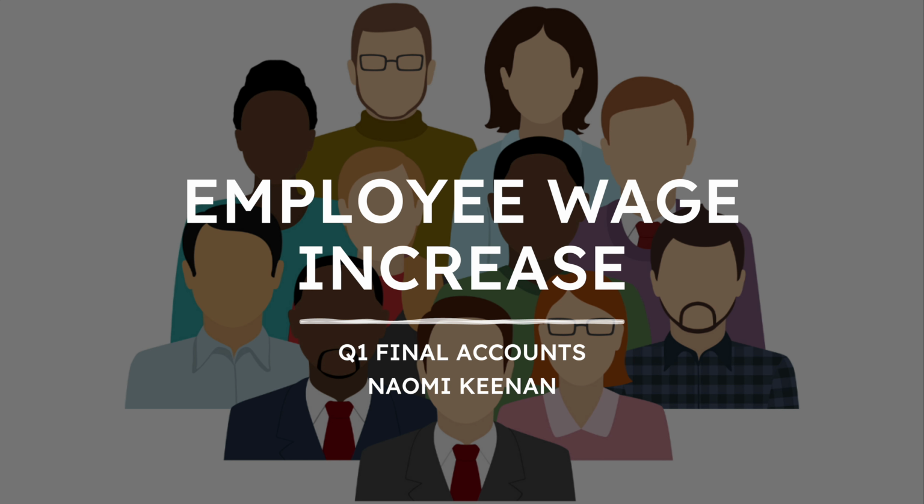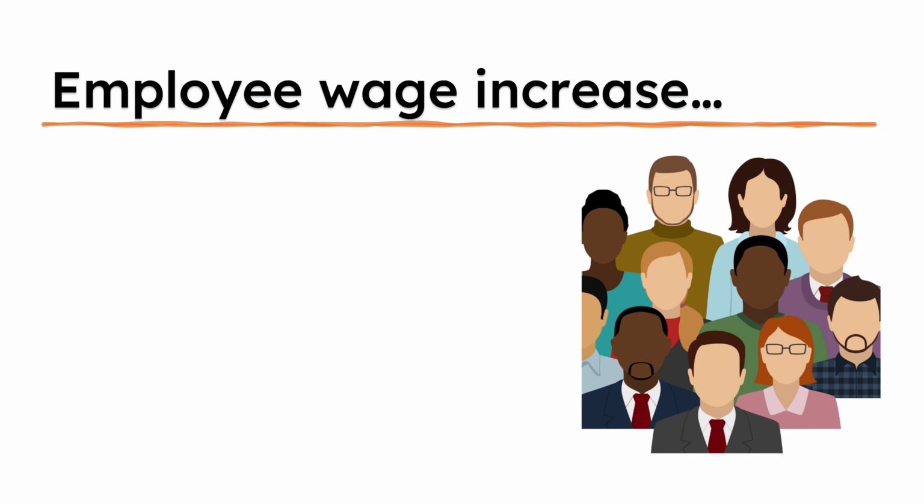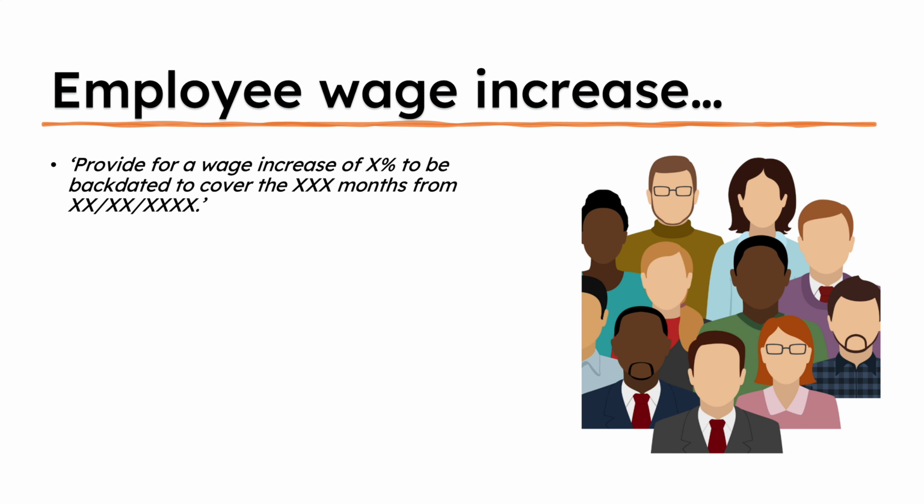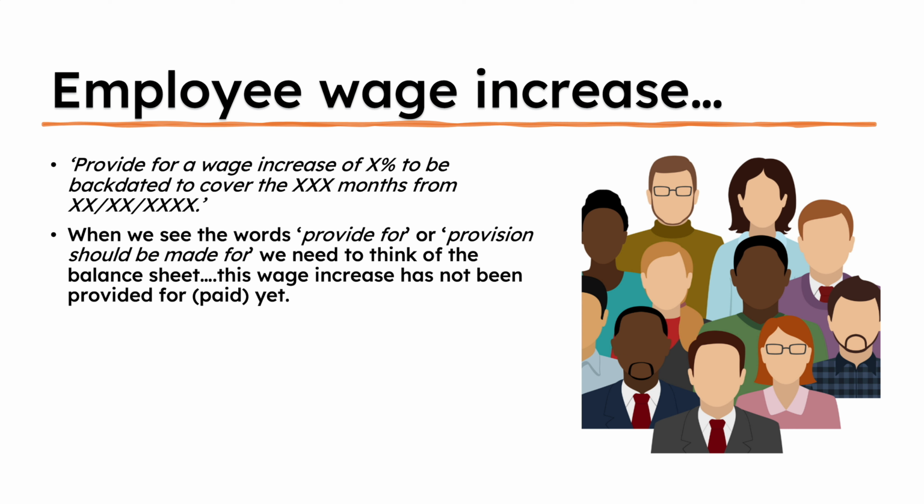We're going to take a look now at employee wage increase adjustments that have appeared in past exams. So it might say to you, provide for a wage increase of whatever percent to be backdated to cover a certain amount of months from a particular date. Or it could just tell you the particular date and you have to count the months. So when we see the words provide for or provision should be made for, we need to think of the balance sheet. So this wage increase has not been provided for or paid to the employees yet.